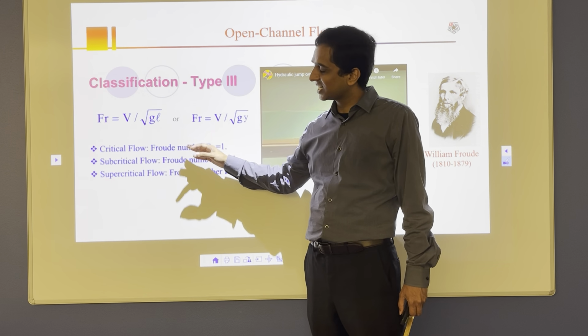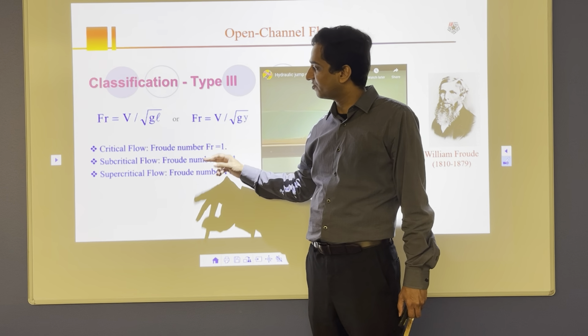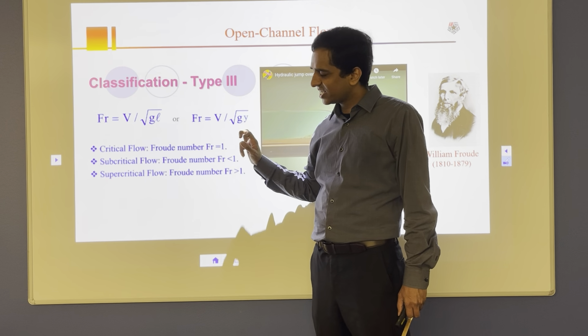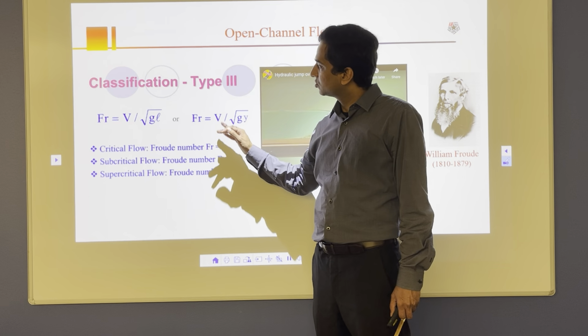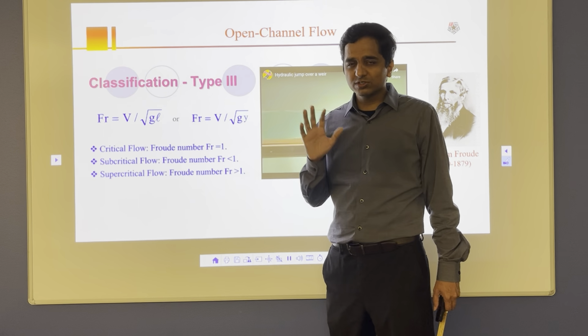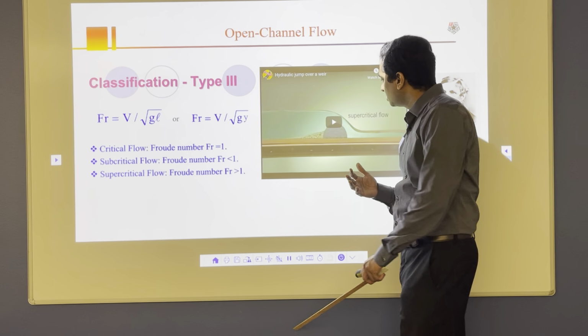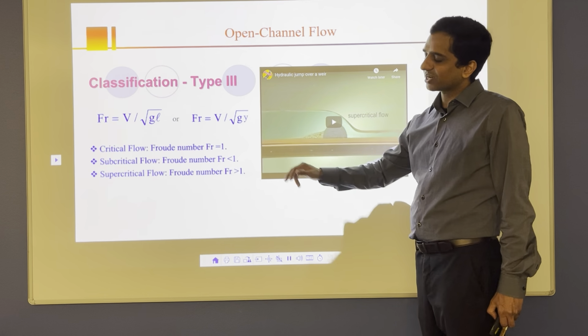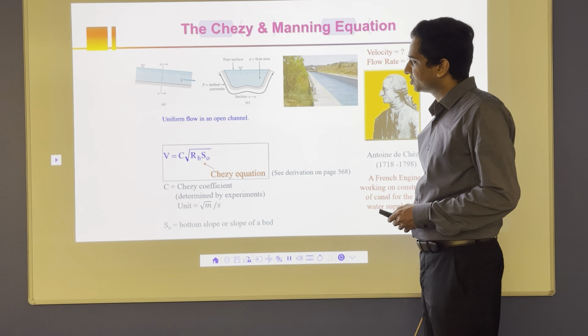If Froude number is less than 1, call it a subcritical flow. If it is more than 1, call it supercritical flow. If it is exactly equal to 1, call it a critical flow. So that's type 3 classification. Most of the time when you deal with open channel flow, you have to understand Froude number, and this classification is largely used for open channel flow.